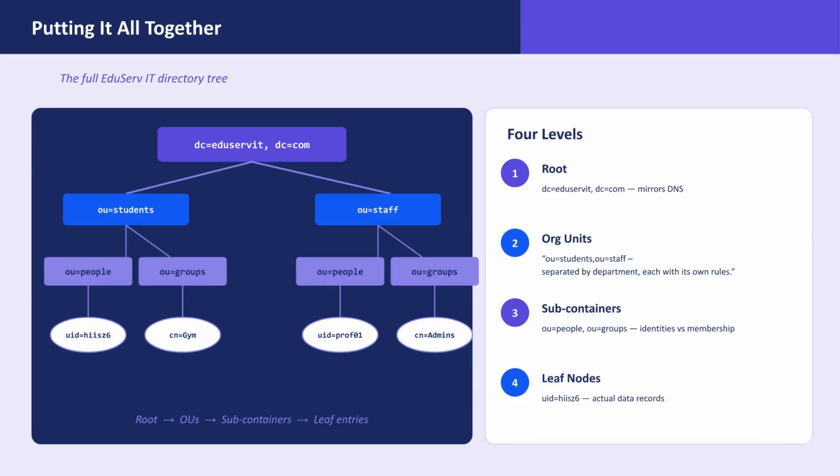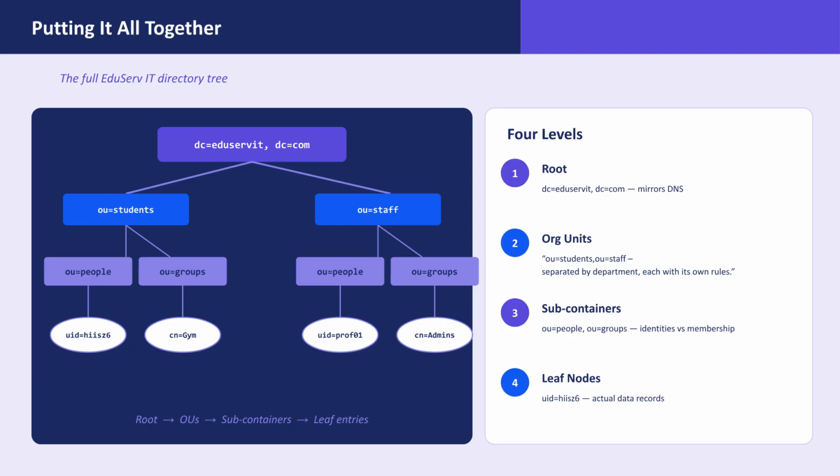Let's bring the whole picture together. The EduServeIT Directory Information Tree has 4 levels. 1. The root: DC equals EduServeIT, DC equals com, mirrors the DNS domain and is the foundation of the entire directory. 2. Organizational units: OU equals students and OU equals staff. They separate identities by department and keep each group under its own set of rules. 3. Subcontainers: OU equals people and OU equals groups. They separate individual identity records from group membership records.